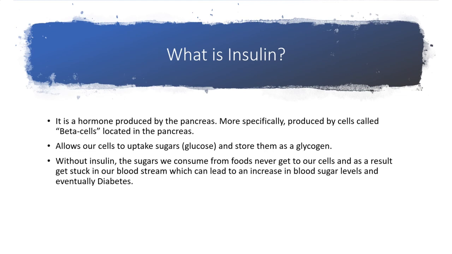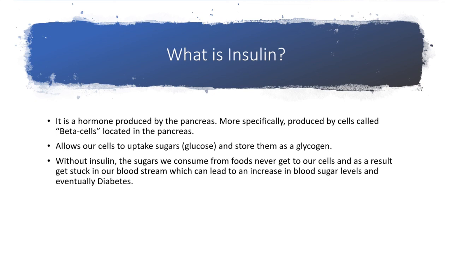So what is insulin? Put simply, it's a hormone that's produced by the pancreas. More specifically, it's produced by cells in the pancreas called beta cells. This is, metaphorically, a key that allows cells, muscle cells, organelles to uptake glucose after you've consumed it.